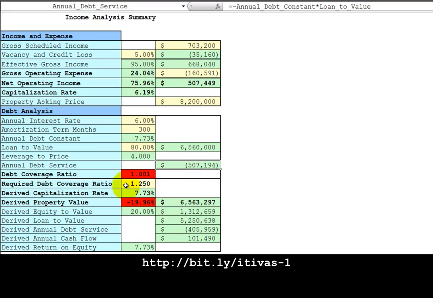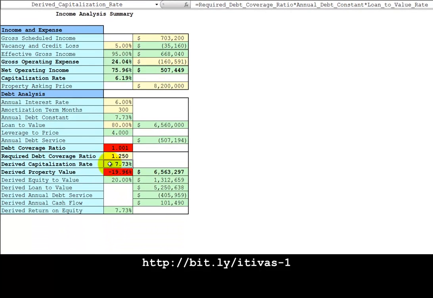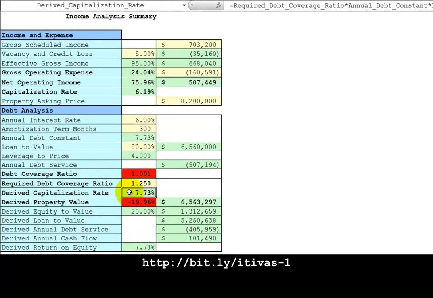In this section, I put in the required debt coverage ratio and the derived capitalization rate, which is simply the required debt coverage ratio times the annual debt constant times the loan-to-value rate. That calculates the required capitalization rate. And then from that cap rate and the net operating income, we calculate the actual derived property value.